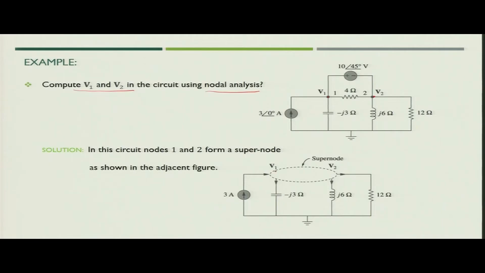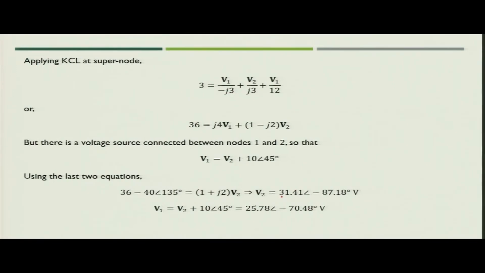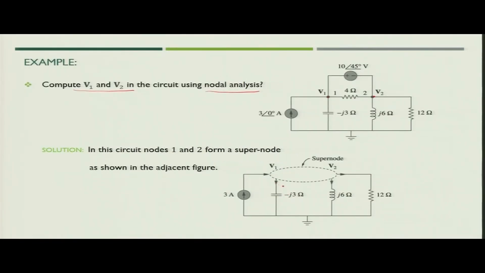We create one super node which includes V1 and V2, and we will apply KCL for this super node. If you apply KCL at the super node, what do you get? You get 3 ampere as a current going inside and the other 3 currents are going out. So, what can we write?